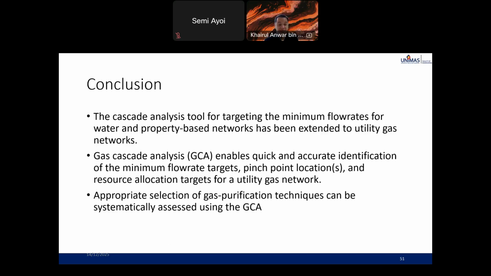Conclusion, I guess the cascade is a tool for determining the minimum flow rate, as with water previously. Yes, with cascade analysis, we can see the minimum flow rate at different pressures. You get it. This is all for me. For the final exam, focus on water and cascade analysis.